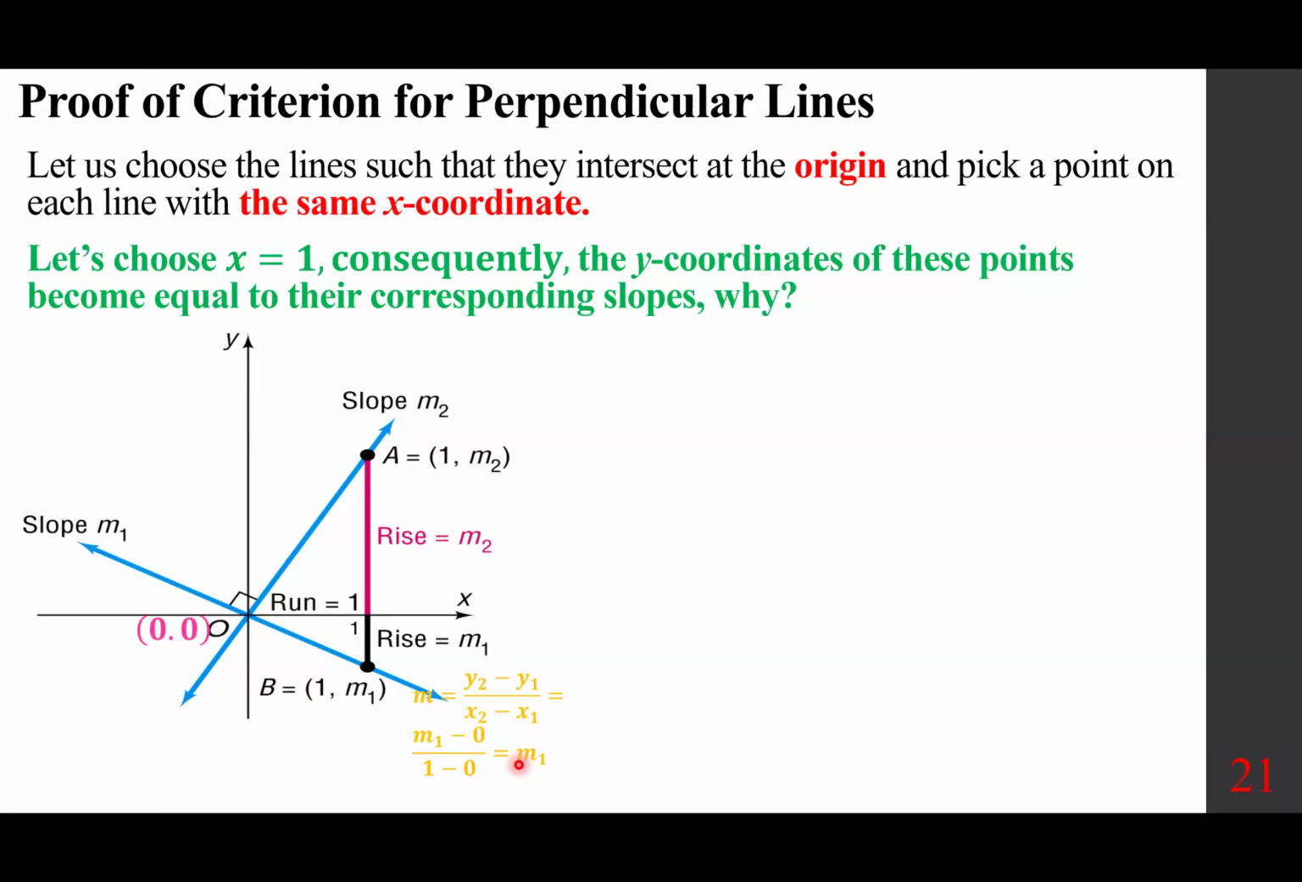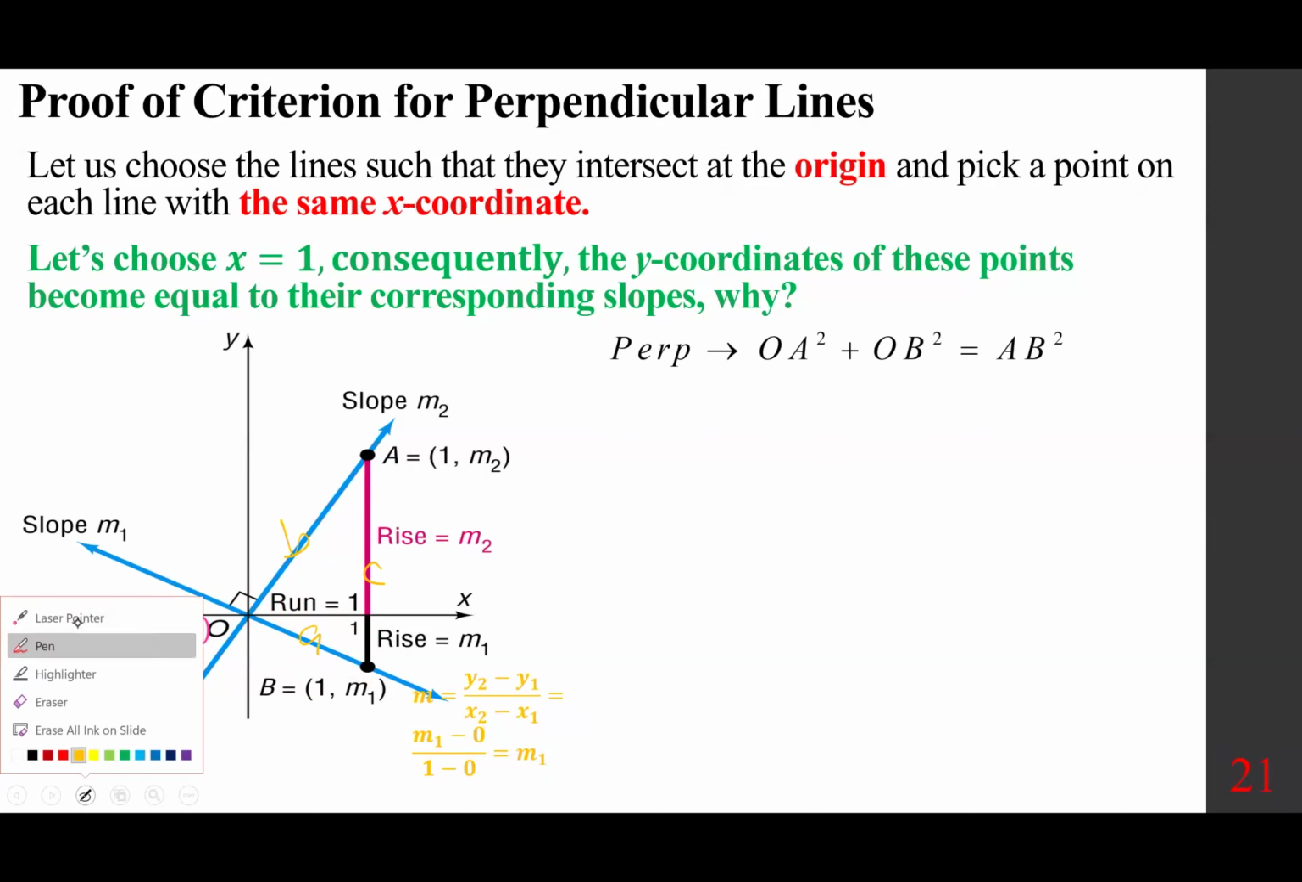Now, if this is a 90-degree angle, the Pythagorean theorem says a squared plus b squared equals c squared. So OA squared plus OB squared equals AB squared. And we use the distance formula.